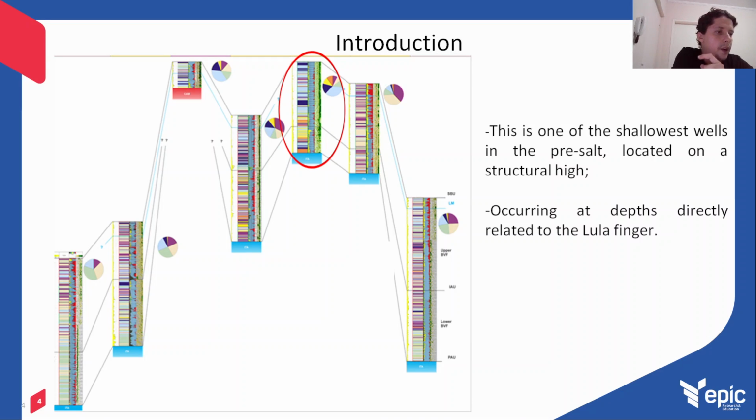The highlighted well was the first described in the project, and this is one of the shallowest wells in the pre-salt, located on a structural height, occurring at the depths directly related to the Lula field.